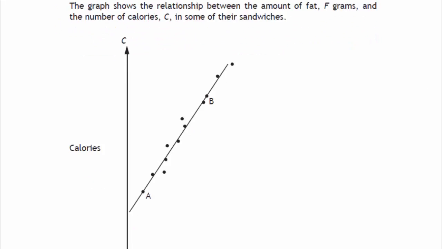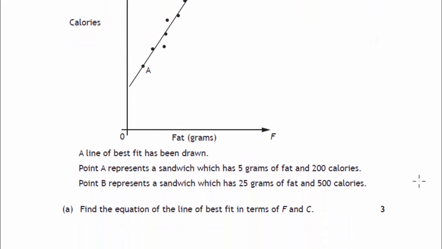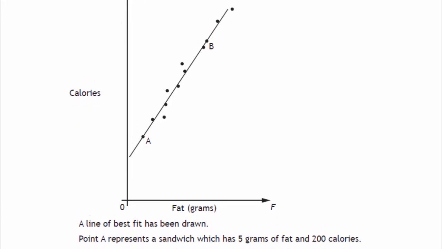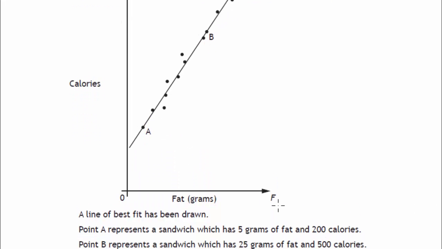Now here's question 6, and it's asking you to find the equation of this line. Right, so what they've got is they've given you a line, they've given you coordinates of 2 points. From that we can calculate the gradient. So what we've got is, I'm just going to mark what these coordinates are for B. So B is 25, and that's 500, and A is 5 and 200.